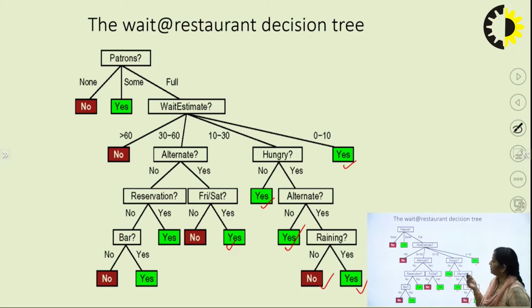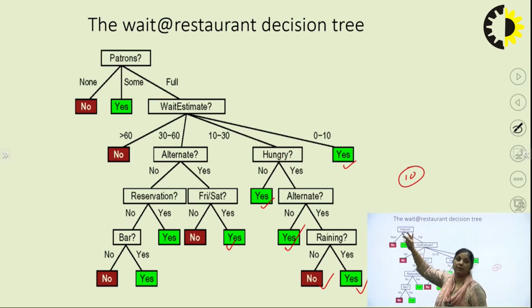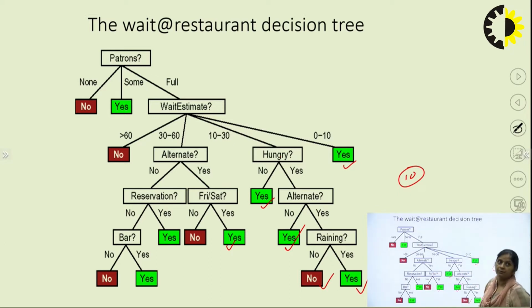Now, what will be the internal nodes? As we have discussed, the internal nodes will have the test. Test of what? Test of attributes. How many attributes are there? 10 attributes that we discussed on the last slide. Alternate, hungry, wait estimate, patrons. These are a few of the attributes. So, let us understand what this decision tree is representing. This is one example of the considered attributes.